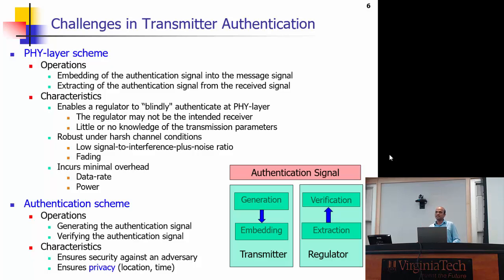Now the other type of challenge in this is to develop an authentication scheme. Now what we have done by using a PHY-layer scheme is to give every transmitter a technique in which it could embed its identity into the message signal, and it can transmit. And by developing an extraction mechanism for the regulator, which is a blind regulator, which will actually identify the transmitter without knowing many of the transmission parameters.